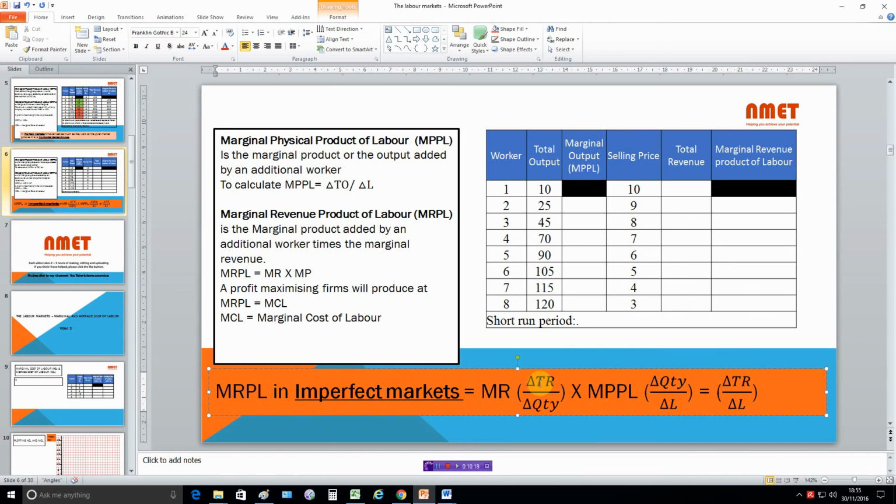So marginal revenue, how do we calculate marginal revenue? Change in total revenue divided by change in quantity, times marginal physical product, or the marginal product: change in total output divided by change in labor. So this change in quantity on the top and this change in quantity at the bottom, we can actually cancel them.